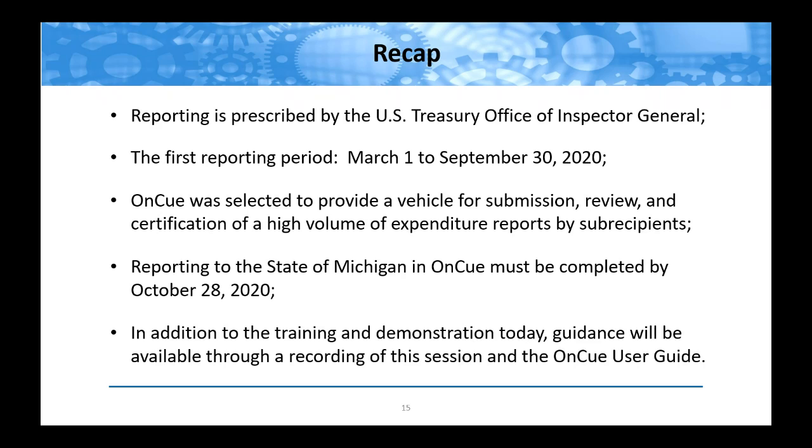The Onkey was selected as a vehicle for submission, largely to facilitate a high volume of expenditure reports from subrecipients in a way that would allow multiple users in a system at one time to collect and compile that information in an efficient manner. And the reporting to the state of Michigan in Onkey has to be completed by October 28th of 2020. This is necessary to allow us enough time to work through the certification of that information and testing, especially using this import tool for the very first time with this first quarter's reporting.